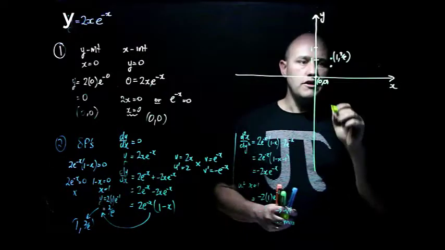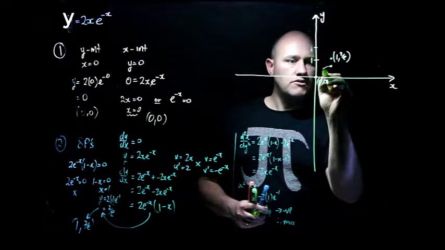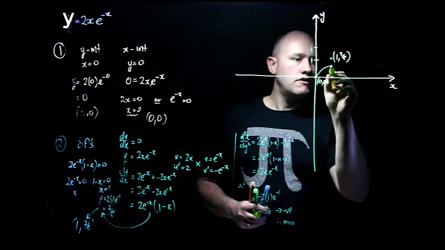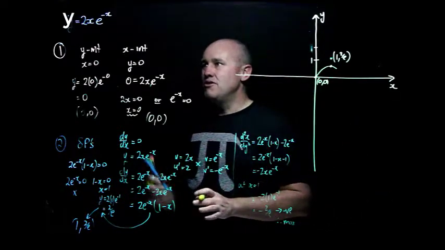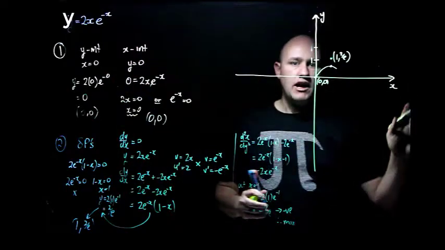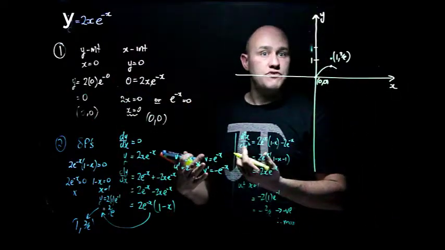Now what we're going to do is, we know that's a maximum, so we know it sort of does this, and it goes like that. But we're going to do one last thing. We're going to investigate what happens as x gets really large and x gets really small. This should give us the rest of the trends.